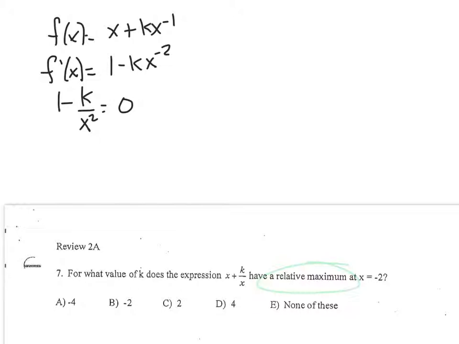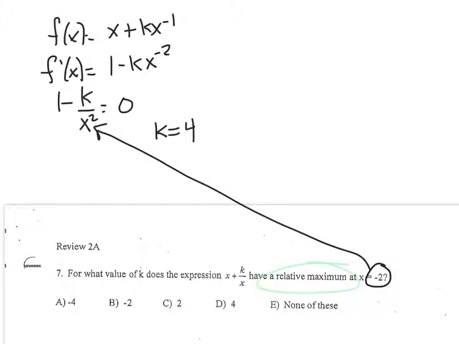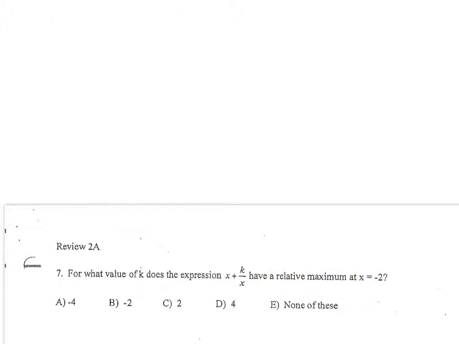Well, I'm sorry, we can't solve for that, but that's one item that we have. We can solve for that if we put in negative 2 for that x. And if you do that, you end up with a k value of 4. And then that would be your answer. Let's keep moving on here.